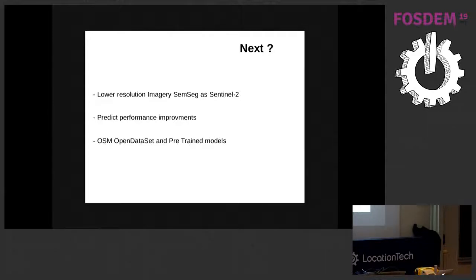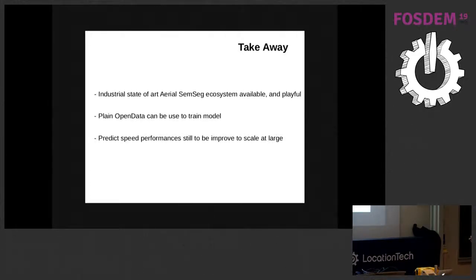As a takeaway, right now you can have a state-of-the-art semantic segmentation ecosystem available and playful. It's only a few command lines. You can use plain open data to train a model, and the next step will be to improve the prediction speed performances to be able to scale at large. Because here we are talking about a big city, we are not talking about a country or a continent or the world. So if we want to scale at large, we bet that this part will matter. And that's it. Thanks.